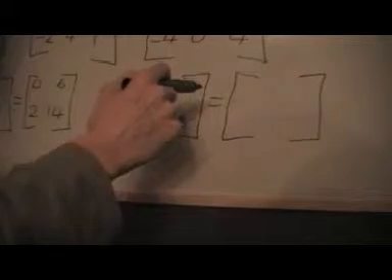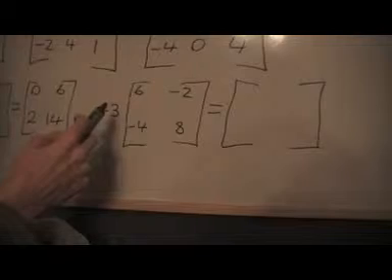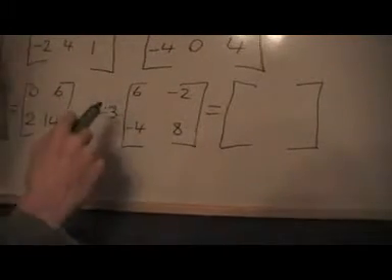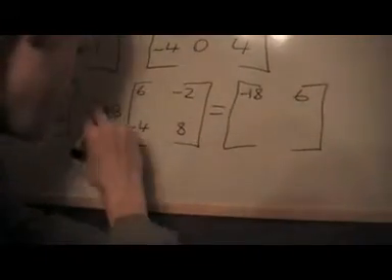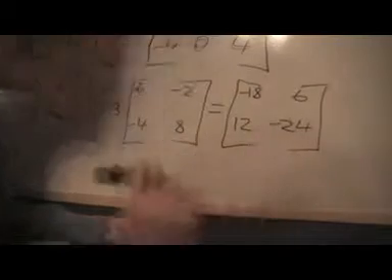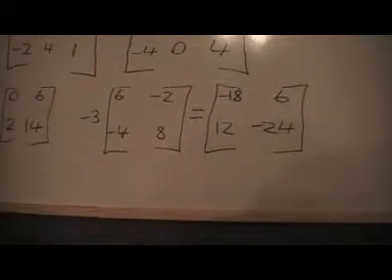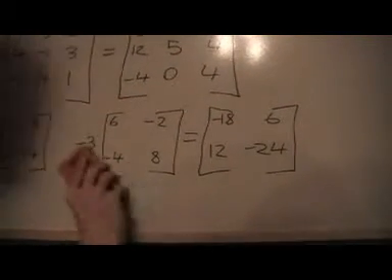Okay, and next, I want to do another example here. I'm going to multiply these by -3. -3 times 6 is -18, so I'll put that there. -3 times -2 is 6, put that there. -3 times -4 is 12, put that there. And -3 times 8 is -24, so put that there. Okay, so that's how we do that.